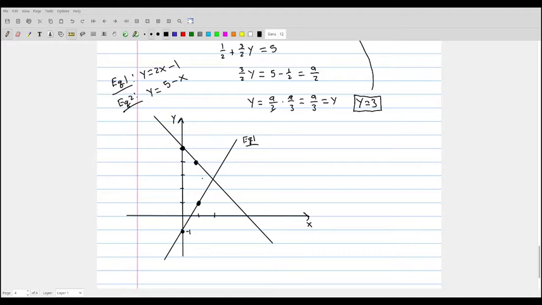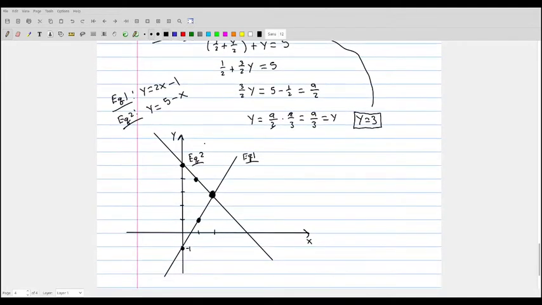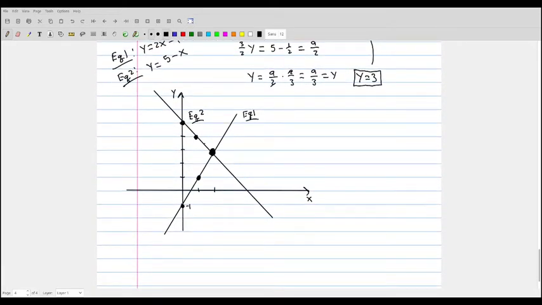This picture isn't exactly to scale, but what you see is that the intersection of these 2 lines is right here, and it looks like x equals 2, y equals 3. So it's close enough, but just keep in mind I'm drawing this freehand. The idea here is that the solution we solved for exactly matches up with one point, the point x equals 2, y equals 3, which is the intersection of these 2 lines.